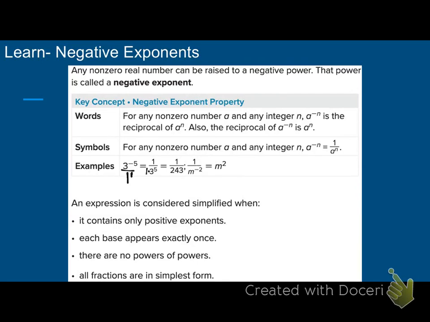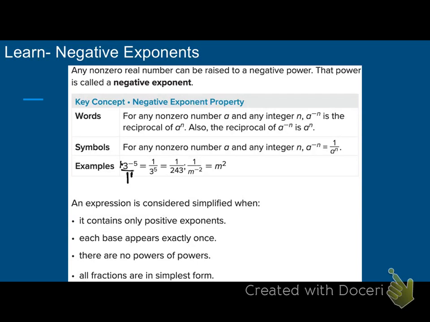That 1 is still there being multiplied by 3 to the 5th. But anything times 1 is itself. That's why that 1, you don't see that 1 there. Up here, there was technically a 1 up here as well. That 1 also stayed. A lot of people think you flip the fraction. You're not really flipping the fraction. You're just moving the thing with the negative exponent. Okay?